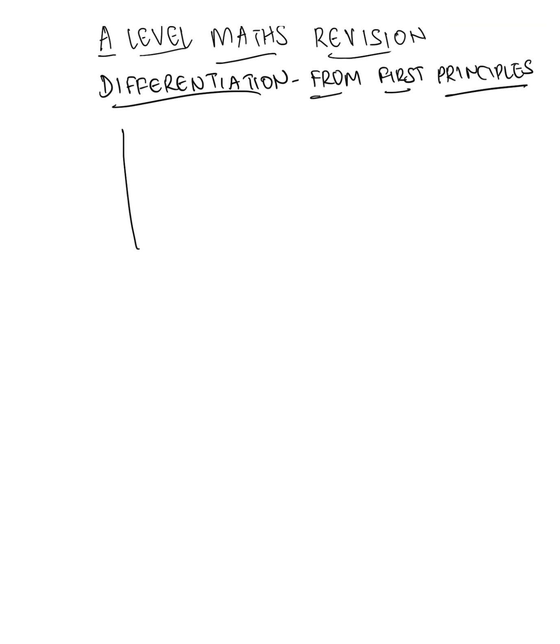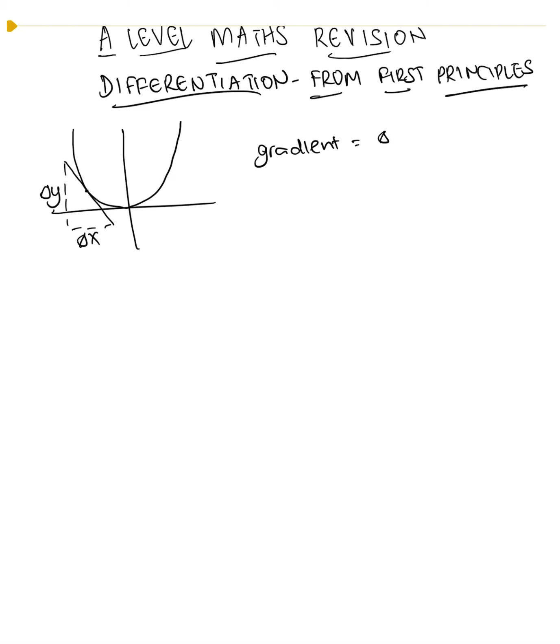So if I have y equals x squared like this, and I draw a tangent, a tangent is a line that just touches the curve. So it doesn't cross it, it just touches it. So the gradient of the curve at this point here is the gradient of the tangent at this point. And obviously the gradient of the tangent is a straight line, so that's the gradient of a straight line: change in y over change in x.